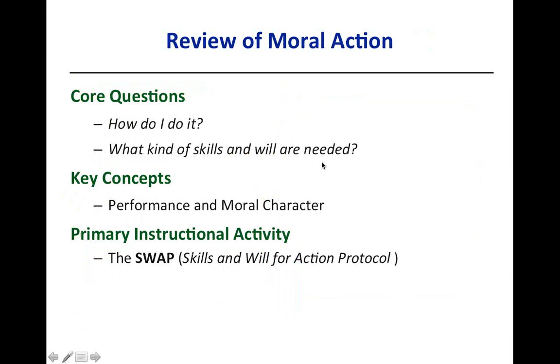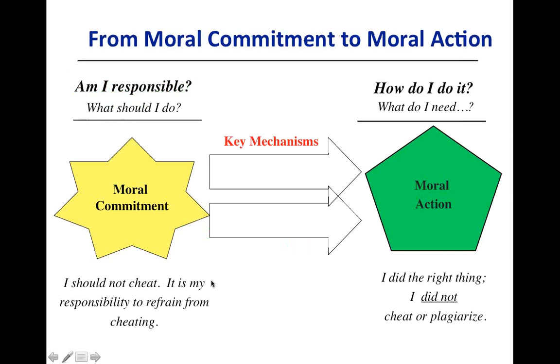Okay, and we get to the fourth and final component of action. How do we do it? And what kinds of skills and will are needed? And this distinction here between performance versus moral character. As we talked about a bit, it's not just a matter of ego strength, which would be sort of moral character, right? It's also about having the performance skills needed to complete an action. And so the SWOP helps identify that, asking students what skills are needed.